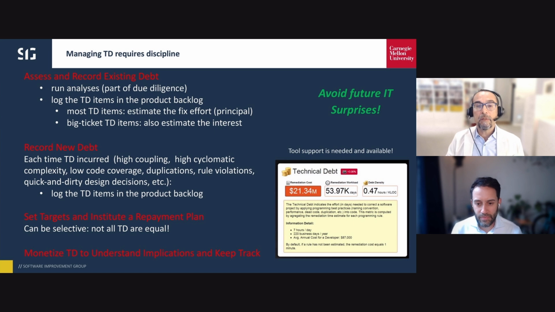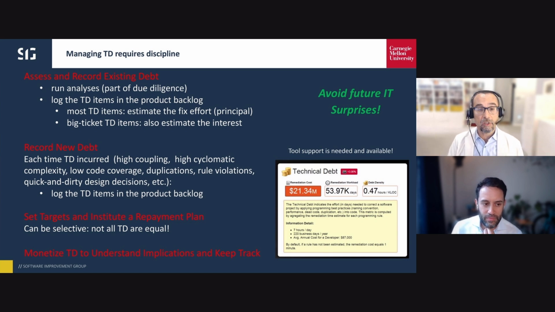So, what do we do to be able to actually manage technical debt? It's obvious that we need a disciplined approach. And that disciplined approach starts when we acquire the asset. If we acquire a new software asset, we have to know what's inside it. We have to know what the technical risks are in the product that we have just acquired. So we assess and record any existing debt in the beginning, because if we don't know about it, we are ripe for nasty future IT surprises.